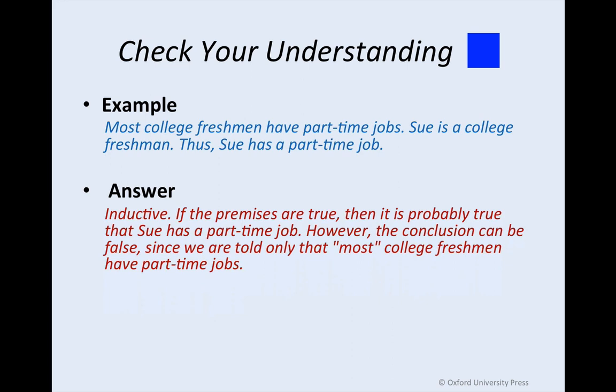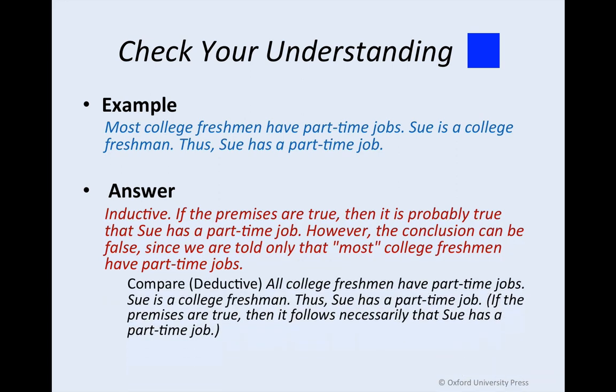Take a look at how this argument can be reformulated in order to make it deductive. All college freshmen have part-time jobs. Sue is a college freshman, thus Sue has a part-time job. If the premises are true, then it follows necessarily that Sue has a part-time job.